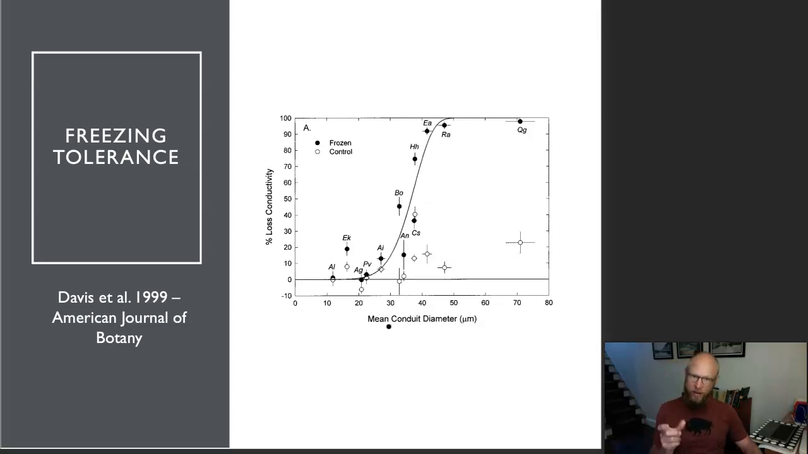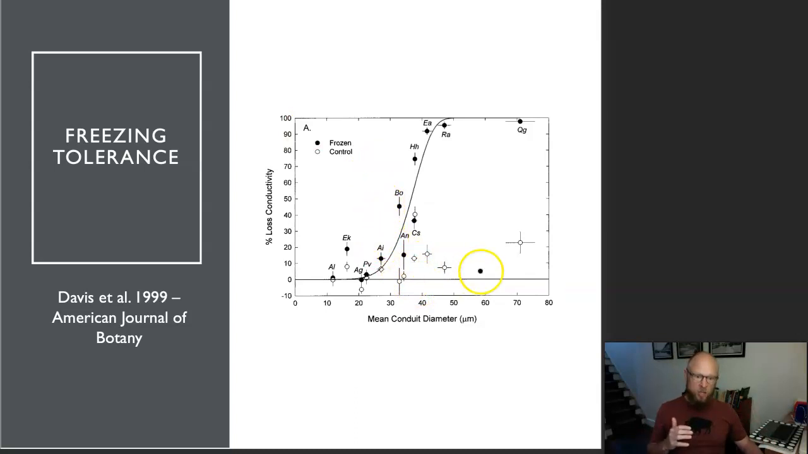So this is like the radius of your vessel element. And this is the percent loss of conductivity. So 0 means that all of the conduits, or all of the vessels, are full of water and are moving water. 100% loss of conductivity means all of those vessels are embolized and that none of them can transport water.